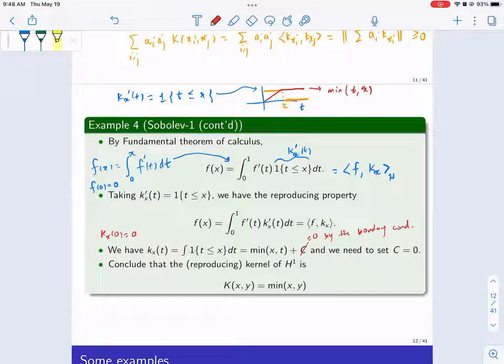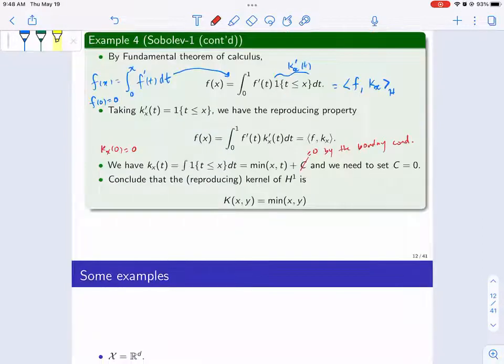So viewing this as a function of the two variables, that's the kernel. So I can write the kernel. The kernel is the min of x and y. So you can see it's symmetric, and a consequence, for example, is that, because this is an RKHS, this kernel is the reproducing kernel of an RKHS.